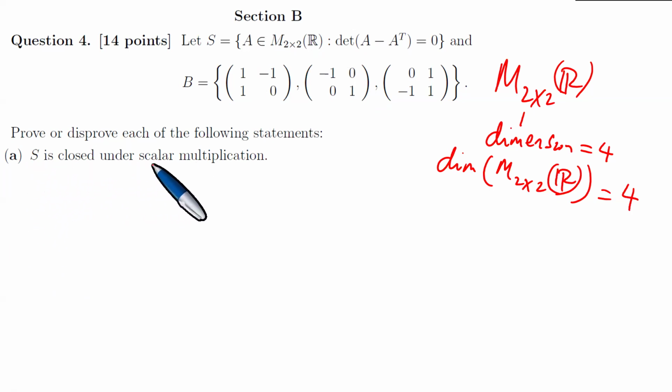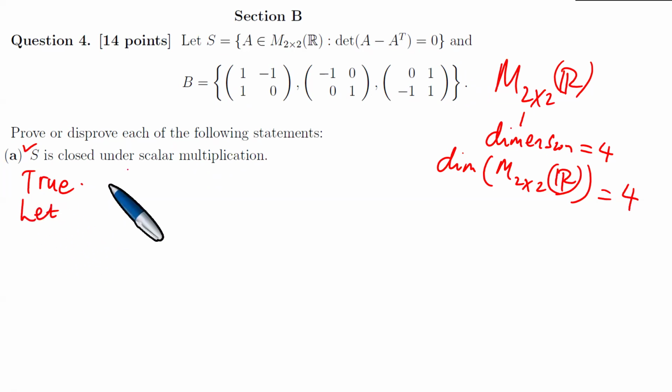Now, S is closed under scalar multiplication. Prove the following: S is closed under scalar multiplication. Is it true or false? We try and check this. Because S itself is part of a vector space of certain matrices that satisfy this property here, it is expected that this has to be the case. So it is certainly true, but let us prove that.